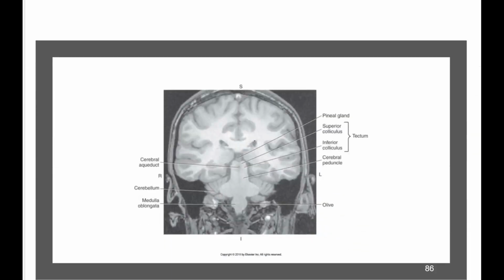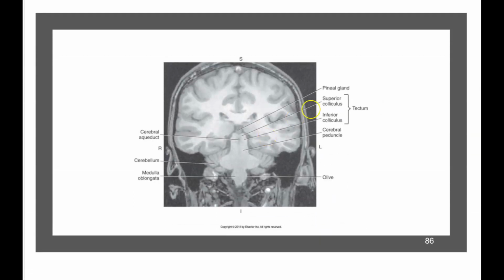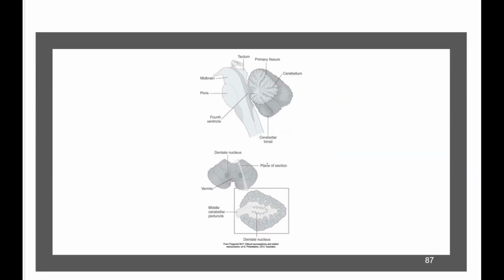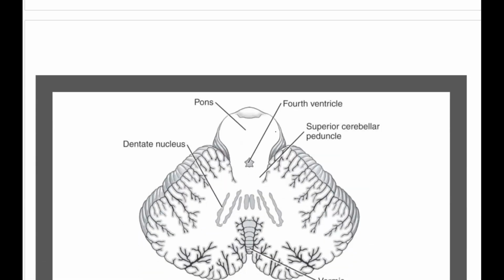Looking a little bit further back in a coronal plane, this is a T1. So we have the pineal gland, the cerebral aqueduct. What I want you to know, the olives on either side, your cerebellum. All right. And this just gives you an idea of what we're looking at. So midbrain, pons, medulla oblongata, we got your fourth ventricle, your cerebral aqueduct here, your cerebellum with your primary fissure. So this gives you an idea what we're looking at here.